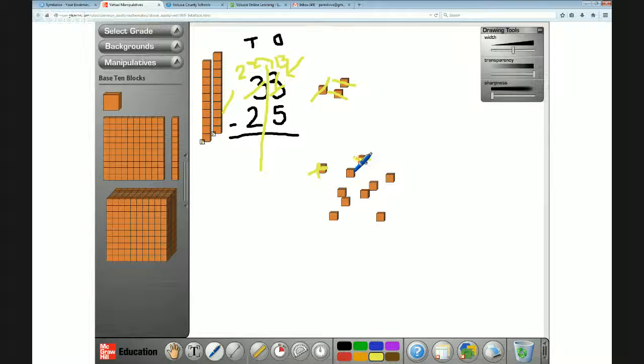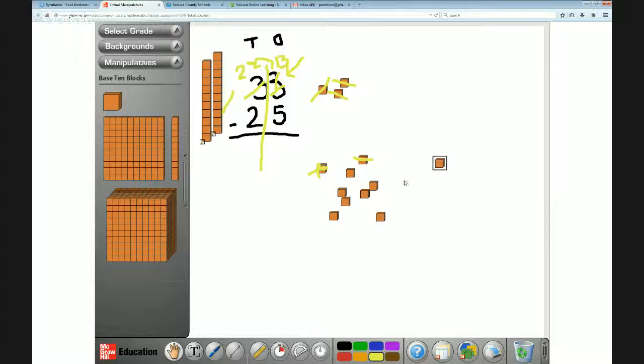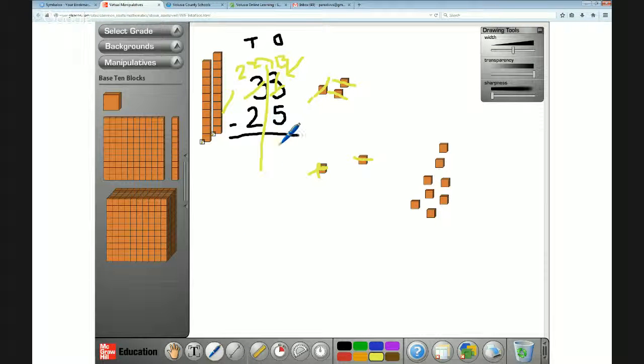Another trick I have the kids use is put a dot on it. Or if this were in the classroom and you got to use blocks, you could touch every one you count. 1, 2. You see how I can't mess up now? 3, 4. If you don't do that, you'll mess up. 5, 6, 7, 8. So 13 minus 5 is 8.